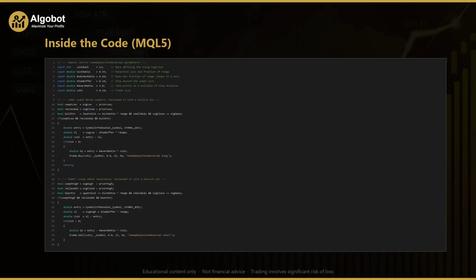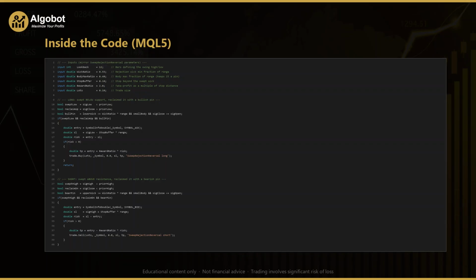Three Boolean checks must all be true. Swept low confirms the signal bar's low went below the prior support. Reclaim up confirms the close came back above that level. Bullpen confirms the lower wick is at least the wick ratio fraction of the range, the body is small, and the close is at or above the open.